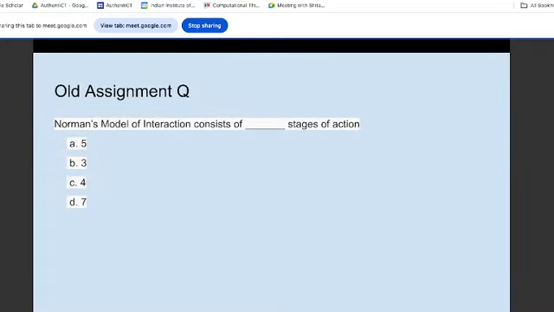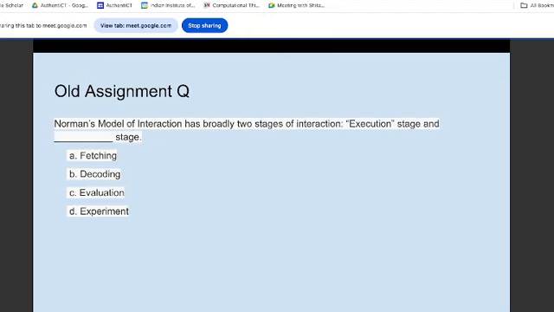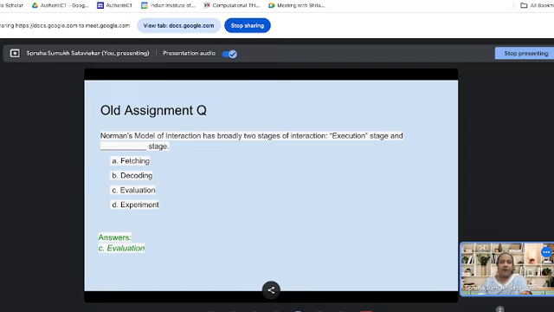Based on this, we have some questions. Norman's model of interaction consists of dash stages of action. If you don't count the world or the system, because it's not a stage, it's what you are interacting with, then there are 7 stages. Norman's model of interaction has broadly 2 stages of interaction: the execution stage and the dash stage. So we saw that it is the evaluation stage.